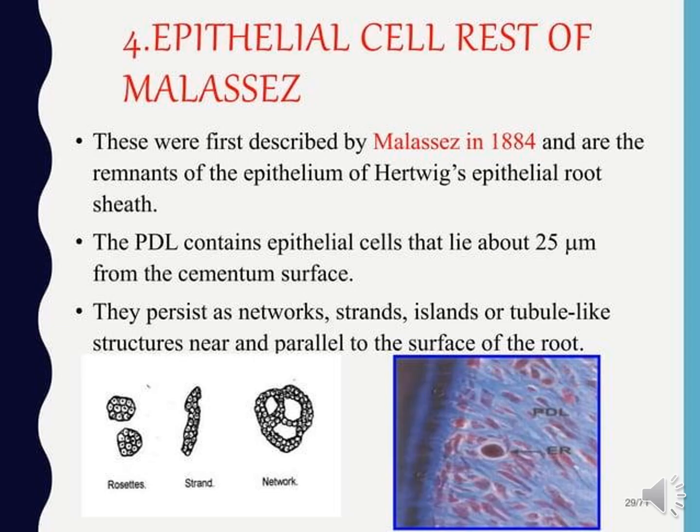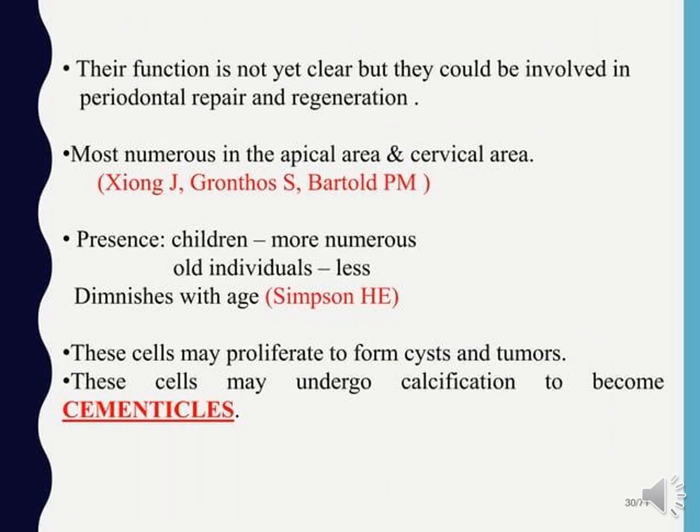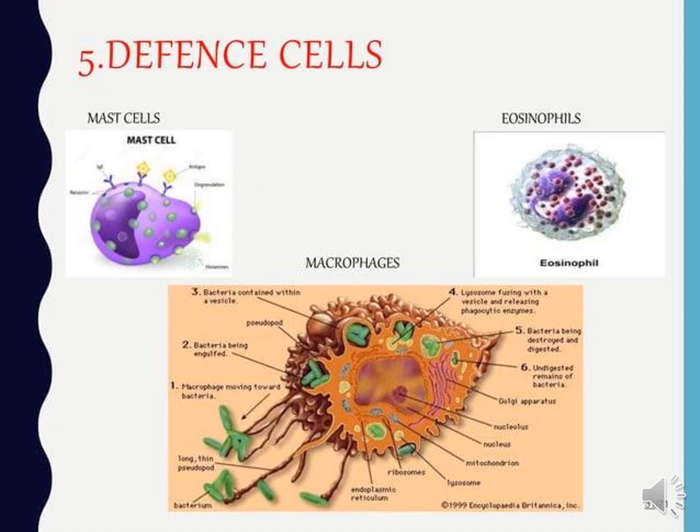The epithelial cell rests of Malassez were first described by Malassez in 1884 and are remnants of the epithelium of Hertwig's epithelial root sheath. The PDL contains epithelial cells that lie about 25 micrometers from the cementum surface. The function is not yet clear, but they could be involved in periodontal repair and regeneration. Coming to defense cells, these are your mast cells, macrophages, and eosinophils.